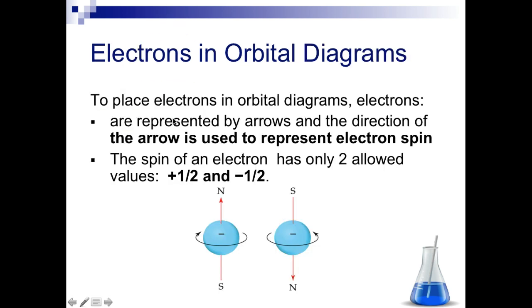Electrons in the orbital diagrams. We're going to place electrons in the orbital diagrams, and they're going to be represented by an arrow. The direction of the arrow is used to represent the electron spin. There are only two allowed values of spin that an electron can have: positive 1/2 and negative 1/2. Positive 1/2 would be an arrow pointing up, and negative 1/2 would be an arrow pointing down.